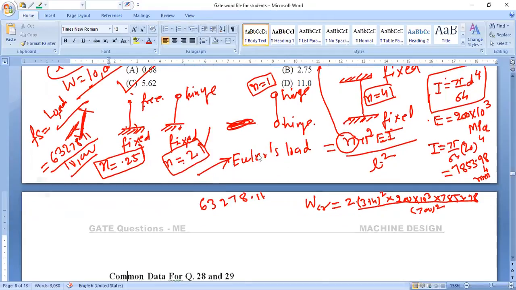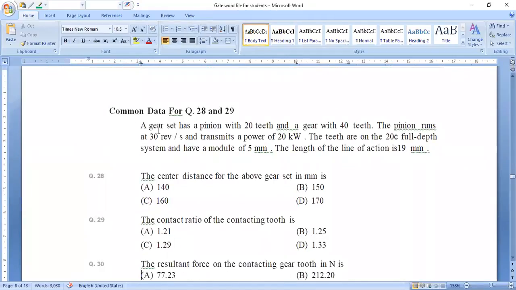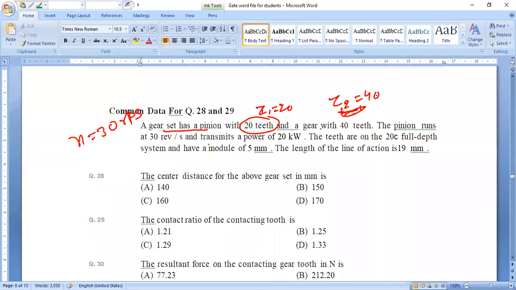So let's go, now moving to the next question. This question is related to a gear set, so I will take this. What is the time now? A gear set has a pinion of 20 teeth, so Z1 is 20, and the gear has 40 teeth, so Z2 is 40. The pinion runs at 30 revolutions per second, so N is 30 RPS, and transmits a power of 20 kilowatts.